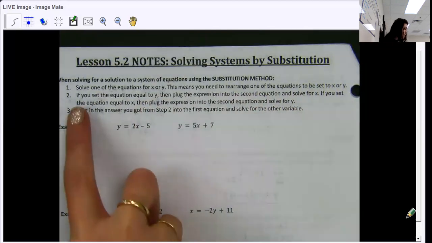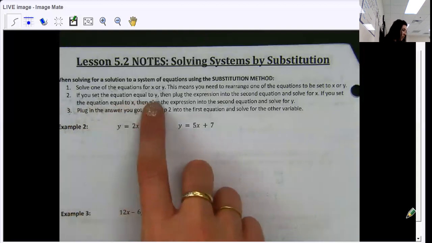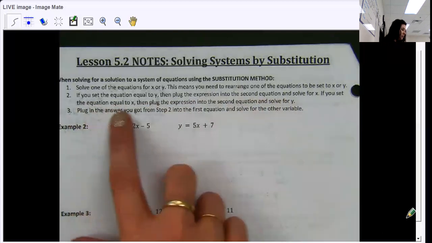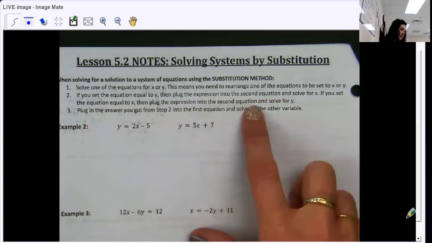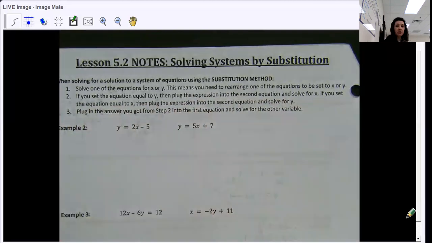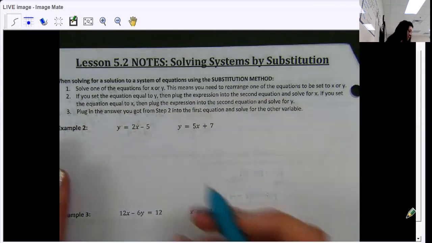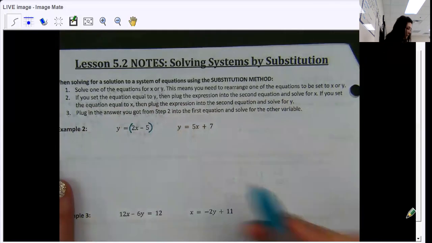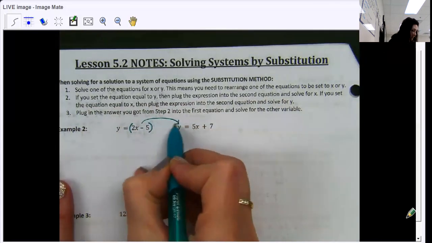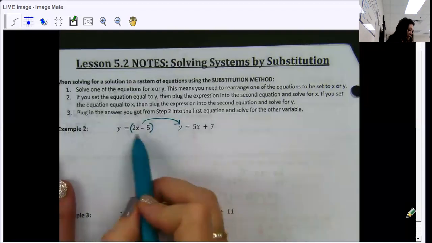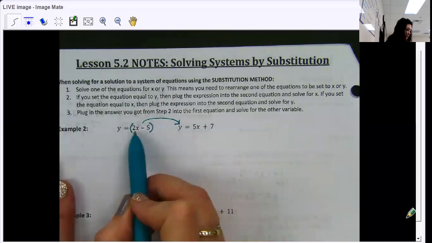Step 2: if you set the equation equal to y, then plug the expression into the second equation and solve for x. If you set the equation equal to x, then plug the expression into the second equation and solve for y. Since these equations are both set equal to y, I'm going to take this first equation where it says that y is 2x minus 5, and plug it into the y in that equation. Just substitute it. That's where we get the name for the method. I'm going to substitute this y with 2x minus 5.